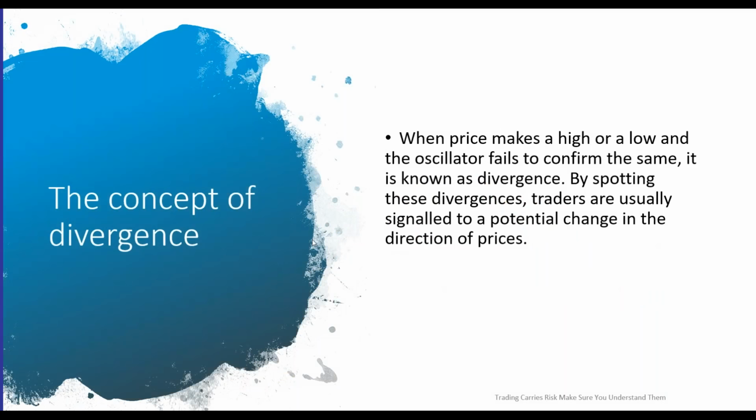So when price makes a higher low and the oscillator fails to confirm the same, it is known as divergence. By spotting these divergences, traders are usually signaled to a potential change in the direction of price. Now, it seems very simple, but spotting them and interpreting them is a little bit more complex.